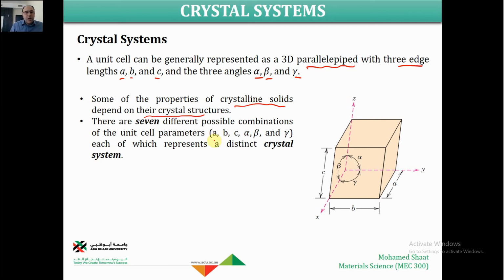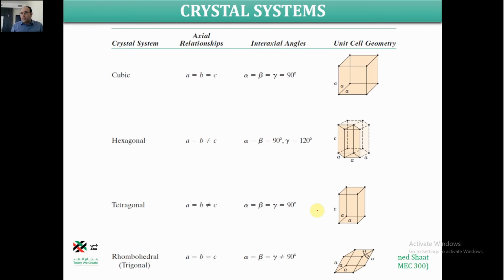There are 7 different possibilities or ways of combining the unit cell parameters A, B, and C, alpha, beta, and gamma, as I mentioned, each of which represents a distinct crystal system. So in total, we have 7 crystal systems that depend on the combination and the arrangement of these and the relation between A, B, and C, alpha, beta, and gamma. For example, the simplest one of them is the cubic crystal system that we discussed, and the examples of these were the FCC crystal structure and the BCC crystal structure.